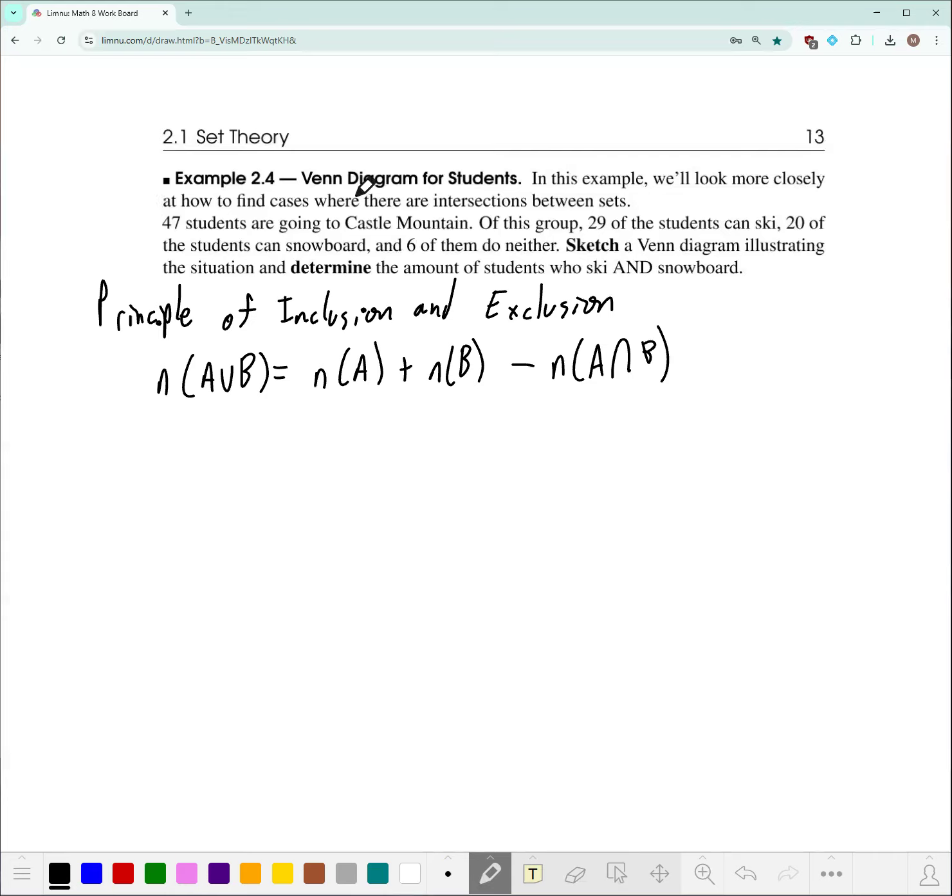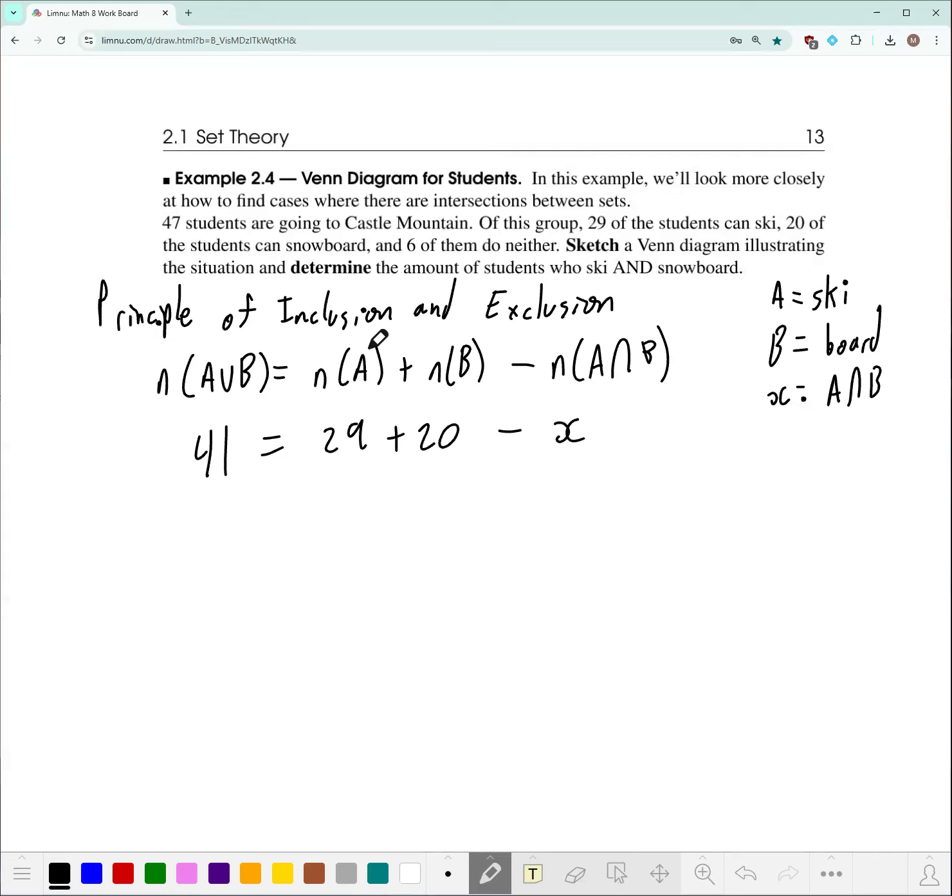Okay, so how many students are in A or B? Well, there's 47 total students, but 6 of them do neither. So that means we have 41 students in that group. 29 of them can ski. So let's call group A is ski and group B is board. Group A has 29 elements. Group B has 20. And then this is what we're looking for. I'm going to use a variable x to denote A union B. Nice to keep a legend going for anyone marking. They don't have to guess what I'm doing.